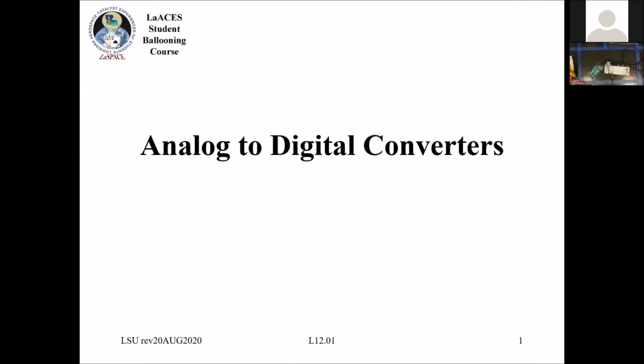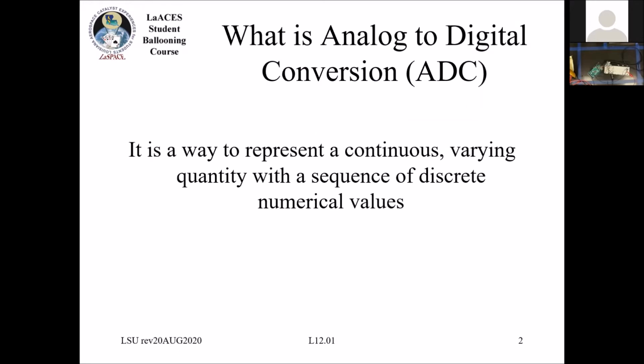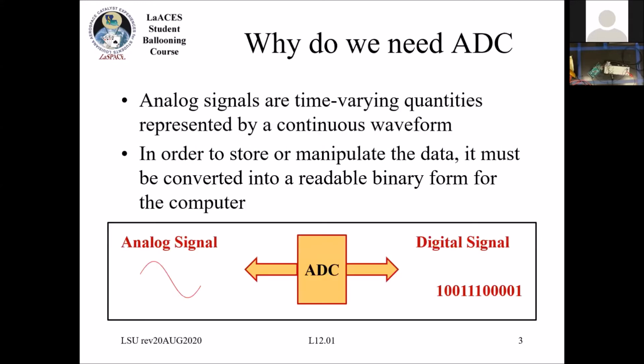All right, so the first thing that we want to talk about today is the process of using analog to digital converters. So, an analog to digital converter is how we're going to basically change the continuous varying signals of real quantities we want to measure into digital numeric quantities that we can then store and analyze on our microcontrollers and computers.